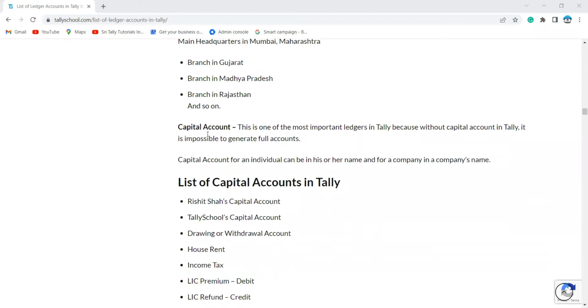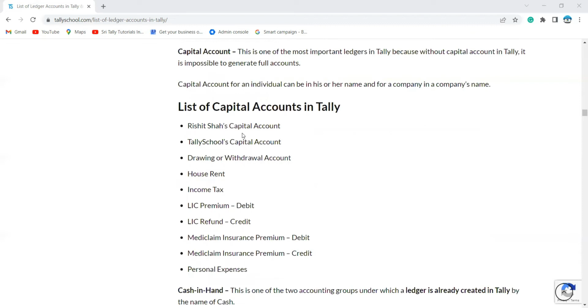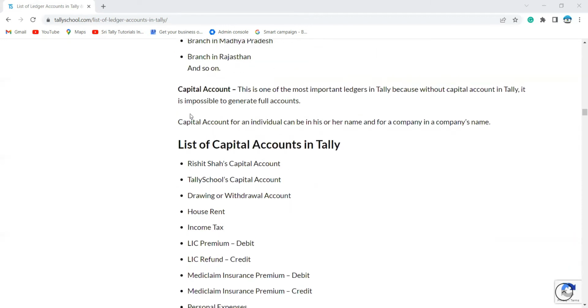Next, what is capital account? Capital account is also one of the groups we have in Tally, friends. This is one of the most important ledgers in Tally, because without a capital account, it is impossible to generate full accounts. A capital account for an individual can be in his or her name, and for a company in the company's name. When we invest money into a business, that is called capital account. For example, Rikshit Shaw's capital account, Tally School's capital account, Ramu capital, Raghu capital. All that comes under capital account.